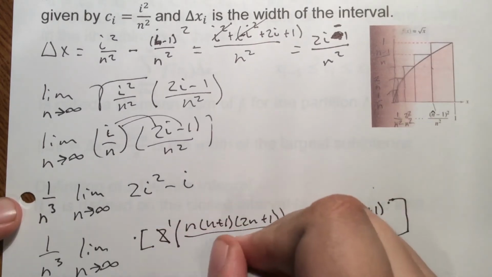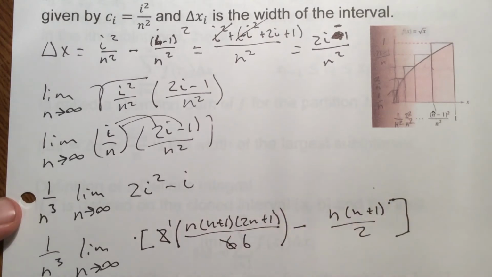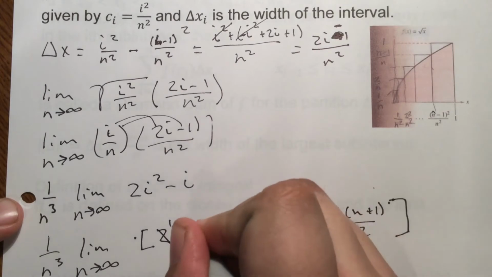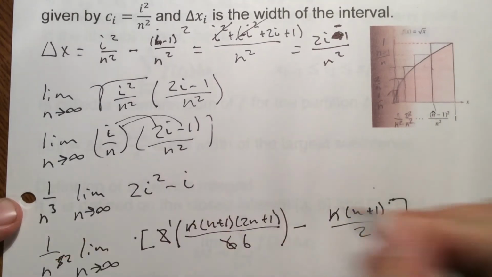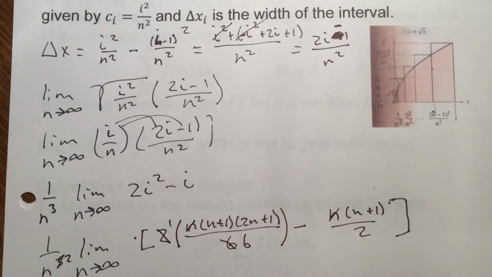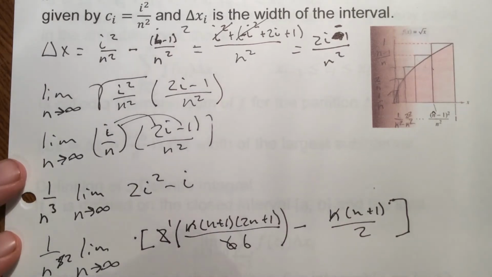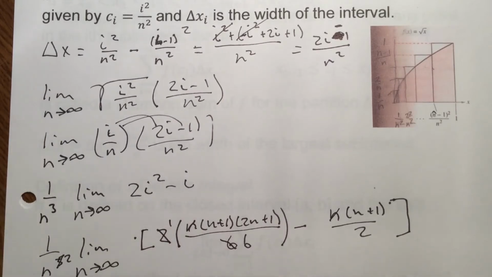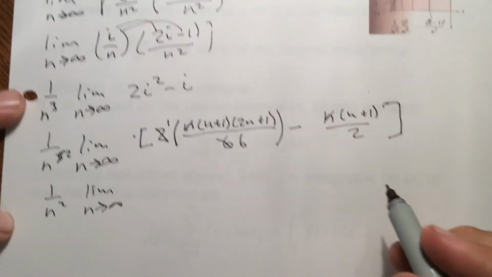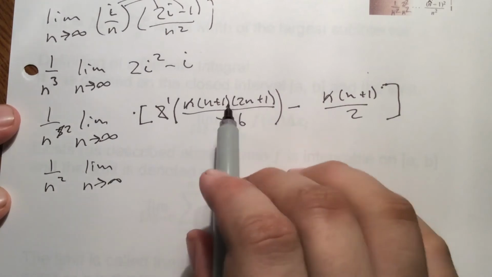So this could go to 1, this could go to a 6 right off the bat. I'm also going to get rid of an n and make this n squared, just to help simplify down a little bit. So 1 over n squared, limit as n goes to infinity. So this here we're going to have to FOIL.